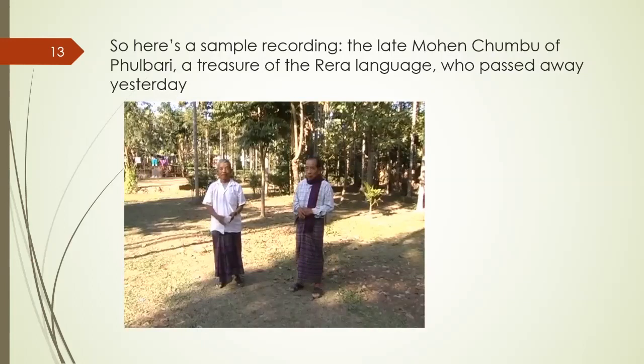And this is a very timely example because this is a recording of the late Mohen Chumbu of Pulbari, as I would say, a treasure of the Rira or Ronrang language, who passed away yesterday at the age of at least 90 years and quite possibly a lot more. He is on the left there, and he will be singing a song. And I want to play a little bit of this. And remember that now that he has passed away, if we had not recorded this song, what would we have? It only goes on for a moment.